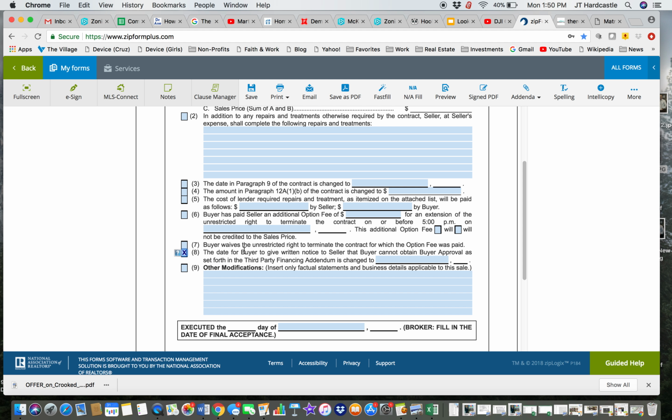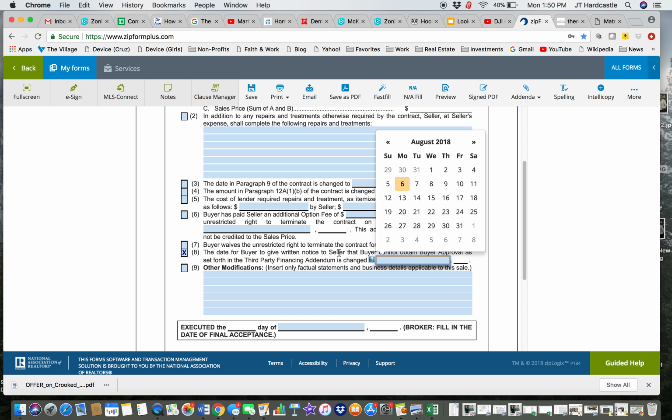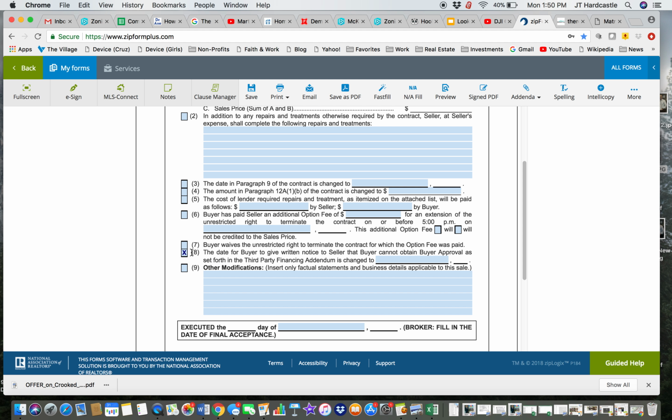All right, number 8, the date of the buyer given written notice to the seller and buyer can obtain buyer approval set forth in the third-party financing addendum is changed to. So this is, again, just another date. Generally not used really for much ever, but if that does need to be lengthened, most of the time it's anywhere from 14 to 21 days. If you need more days for that, this is where you would adjust that.